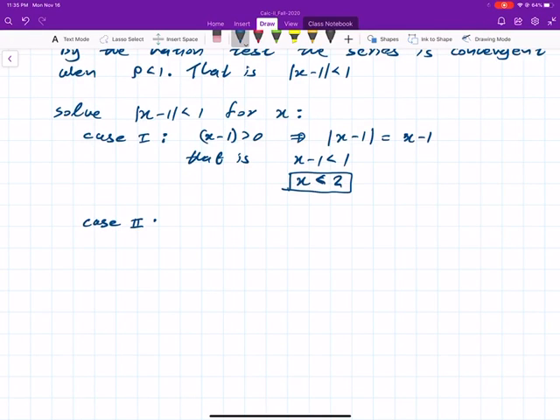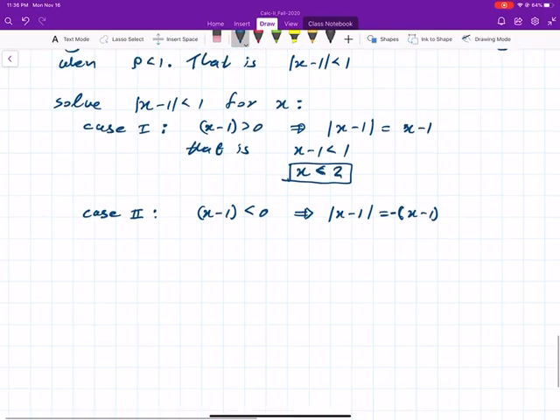Case 2, that is x minus 1 is negative. If x minus 1 is negative, you can drop the absolute sign, but you have to replace it by a negative sign, because the inside is negative. You have learned this in Calc 1. You definitely remember this.